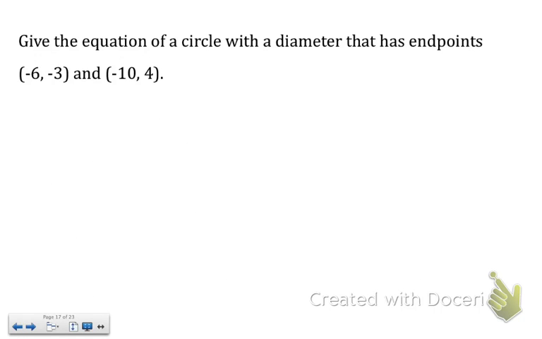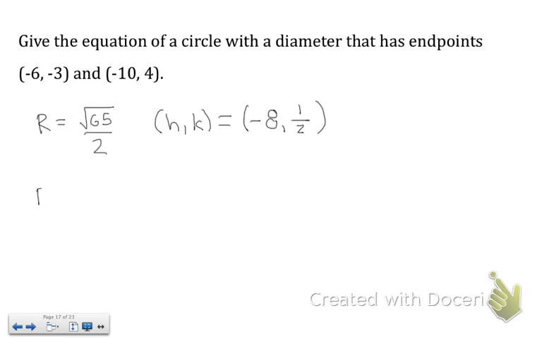Okay. So we figured out that our radius was the square root of 65 over 2, and we also figured out that the center of our circle, (h, k), was the point (-8, 1/2). Okay. Now, remember the equation of a circle is r squared equals the quantity (x minus h) squared plus the quantity (y minus k) squared. Okay.